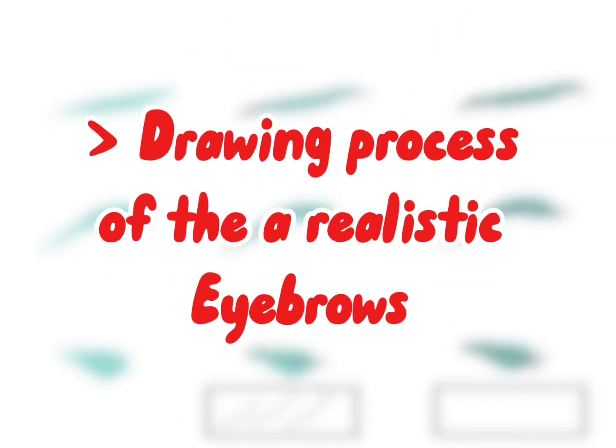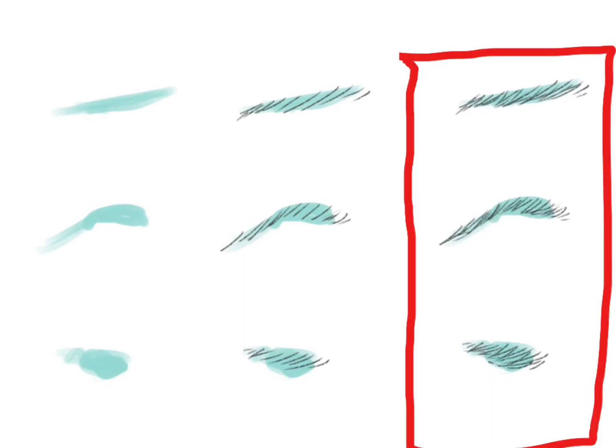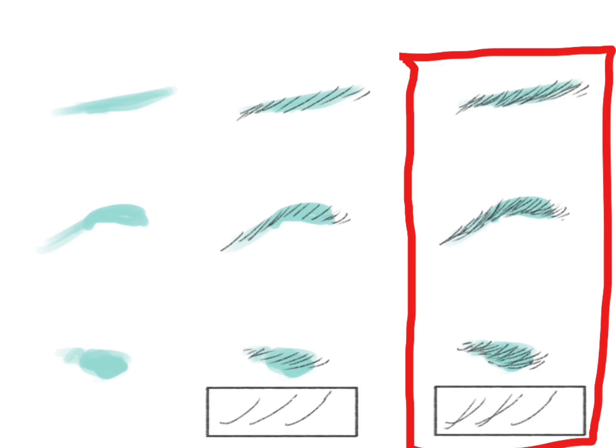Drawing process of realistic eyebrows. I have broken down the process in which I draw the eyebrows of my character into 3 easy steps. Step 1. Paint in a stroke of a brush to lay out the shape of the brows. Step 2. On another layer, draw some tiny strands of hair above the shape of the brows. Step 3. Create a different layer again and draw in another set of strands of hair.